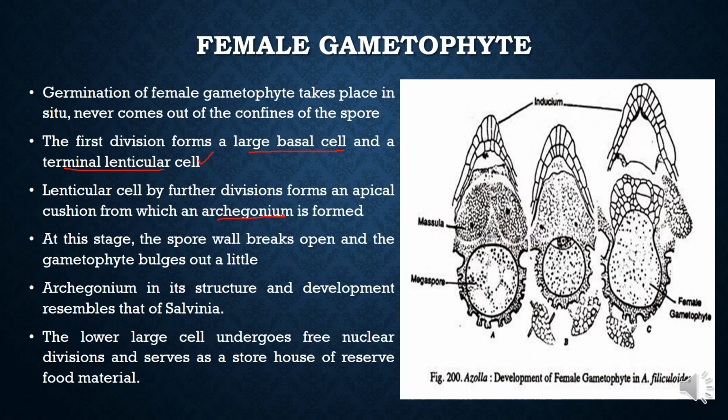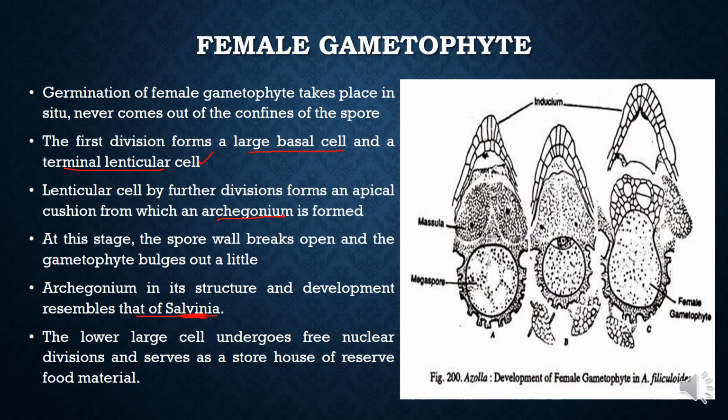The developmental stages of Azolla are very similar to another aquatic fern, Salvinia. I have made a detailed video on the reproduction of Salvinia. You can go to that video for a comparative study of Azolla and Salvinia. I've put a link to the Salvinia video in the description box.